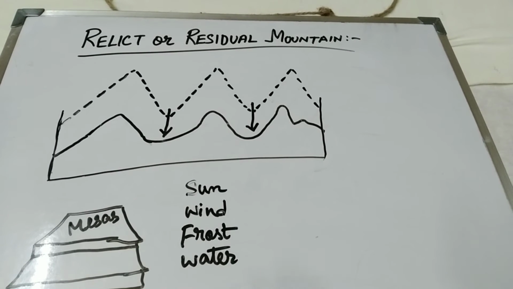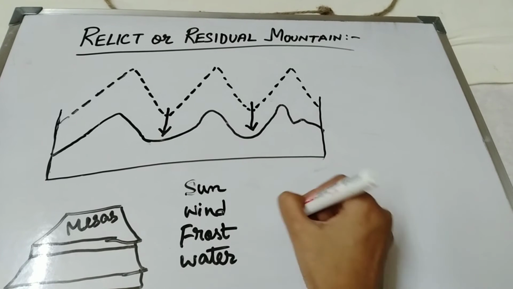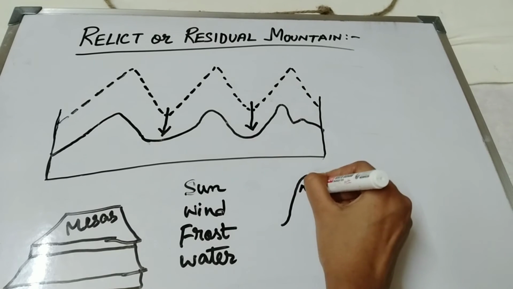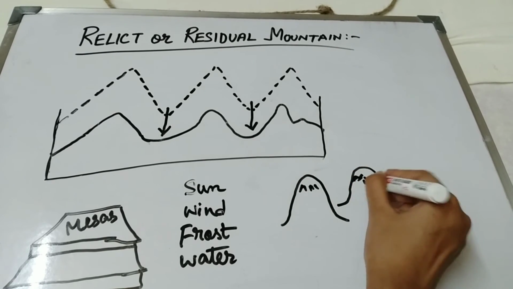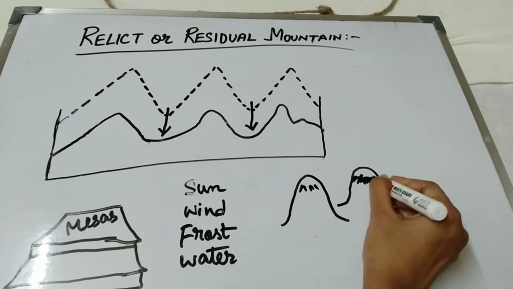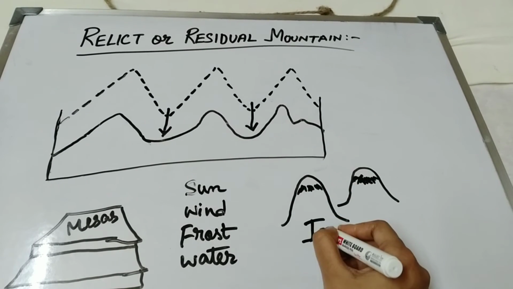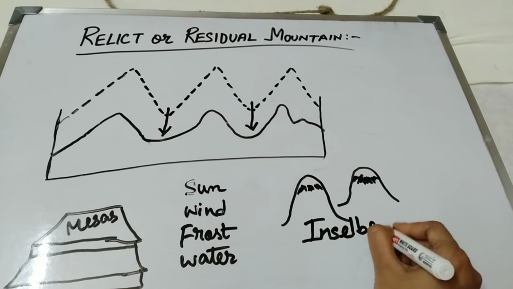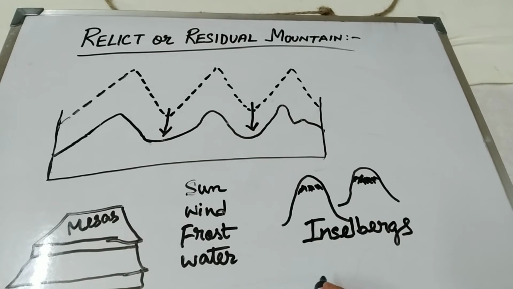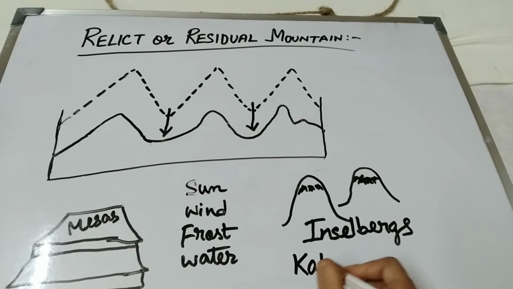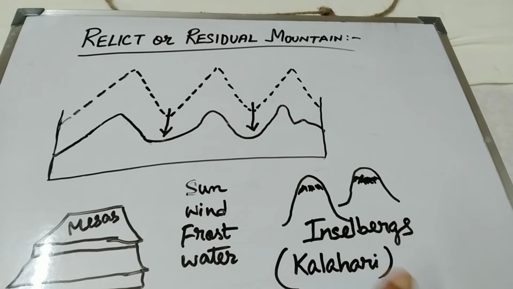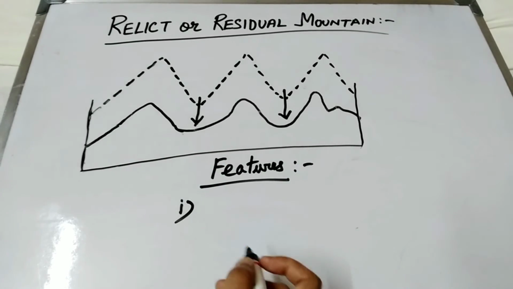Also, in the arid regions, we can see residual hills looking like this. These are called inselbergs. This feature can also be seen in arid regions. It's mainly common in the Kalahari Desert of Africa. Next, coming to the features of relict or residual mountain.